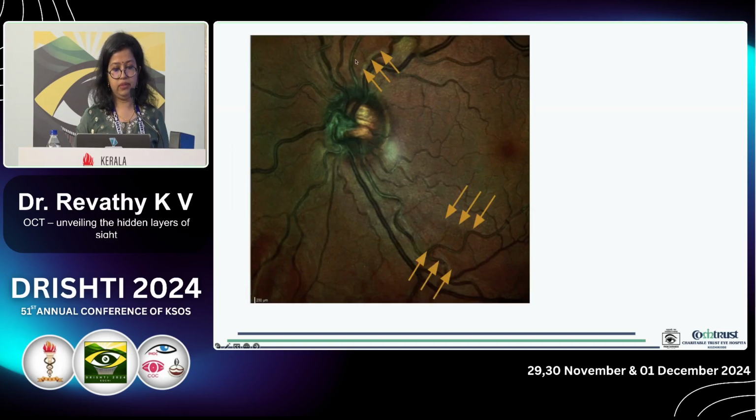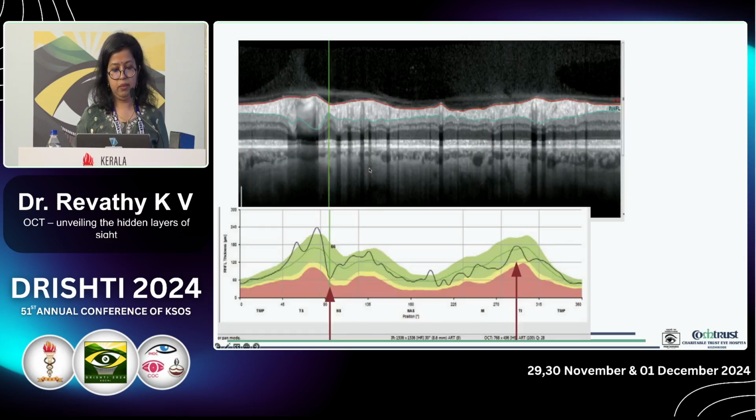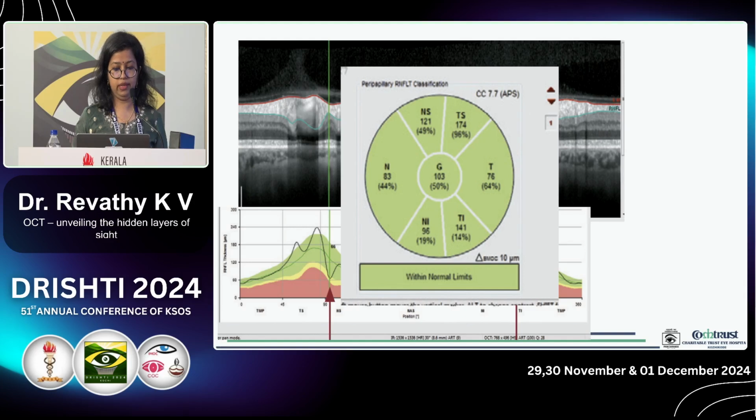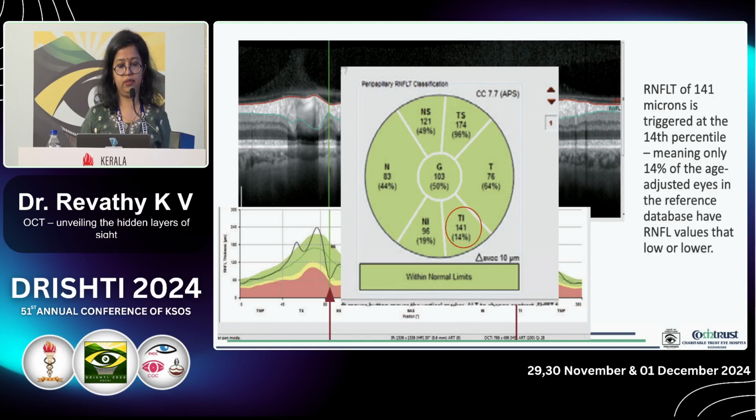Another example: in the disc photo there is definitive superior and inferior thinning, but the OCT is showing only green image. This is because the database of the OCT is inadequate to trigger an outside normal limits data with this 141 microns or 14 percentile.